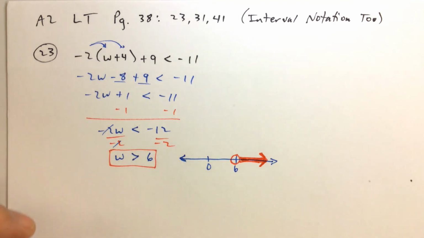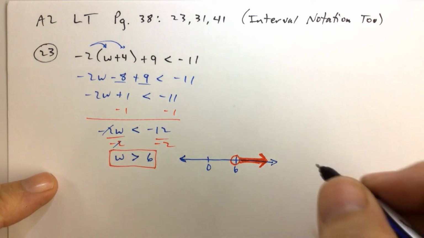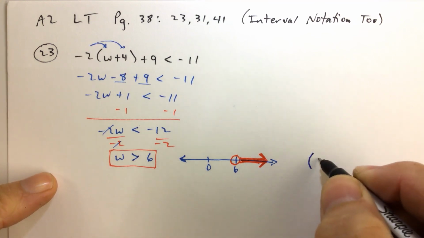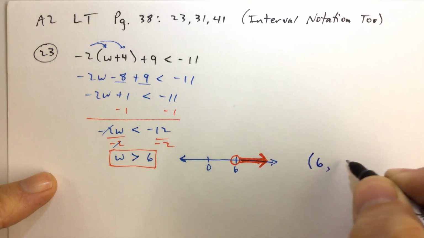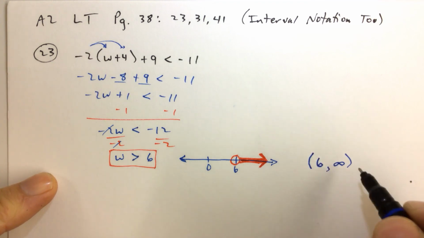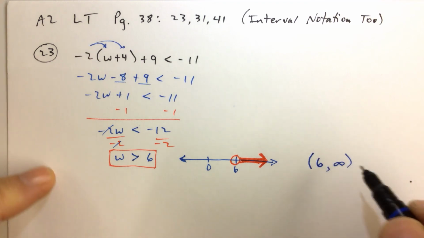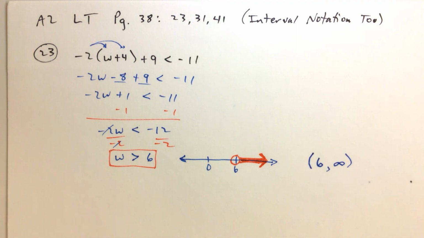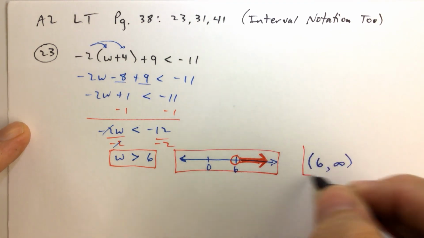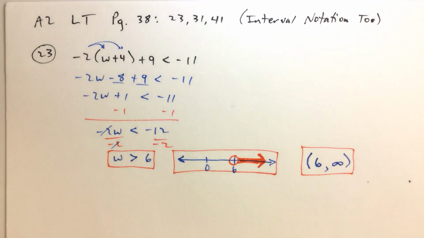And then we realize, oh, we've got a third form for the answer, and that's the interval notation. So all real numbers greater than 6 means the interval from 6 to infinity. The 6 gets an open parenthesis, and the infinity always gets an open parenthesis. So those are the 3 different forms for the solution of this linear inequality.